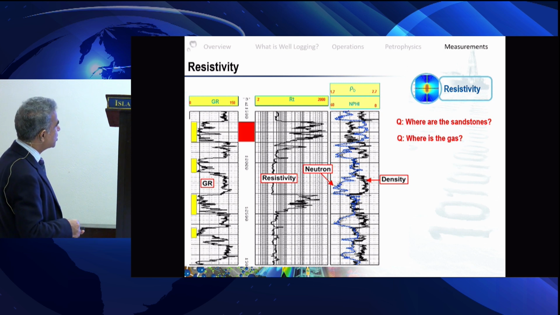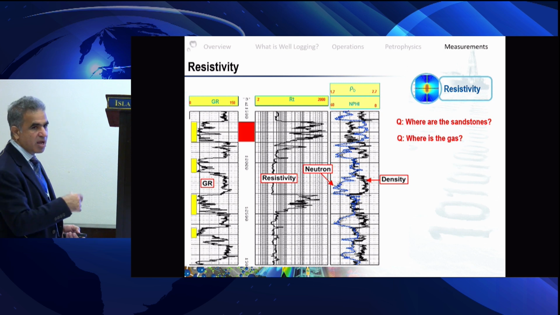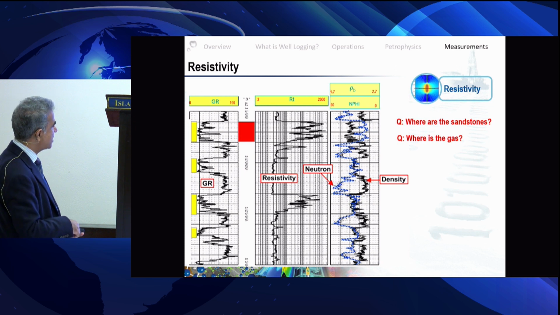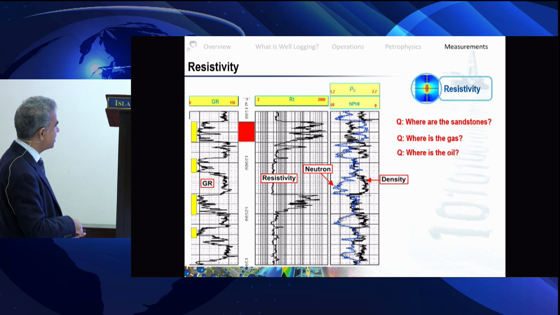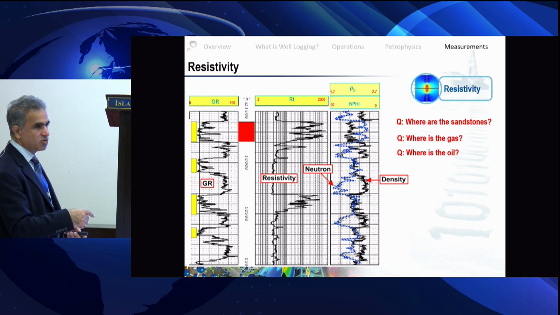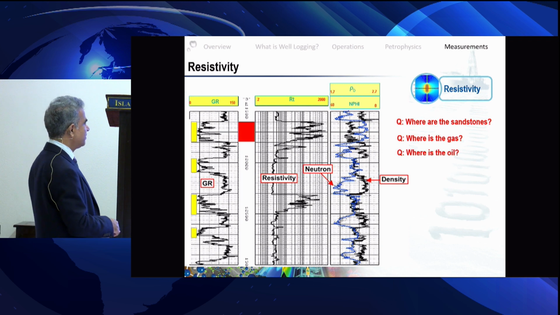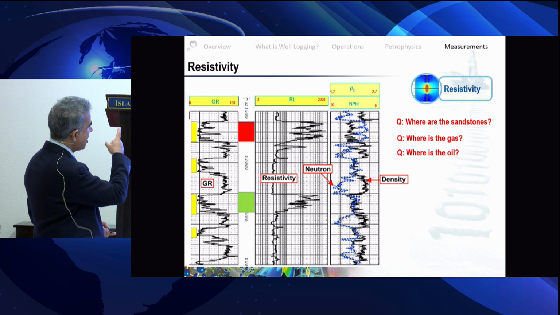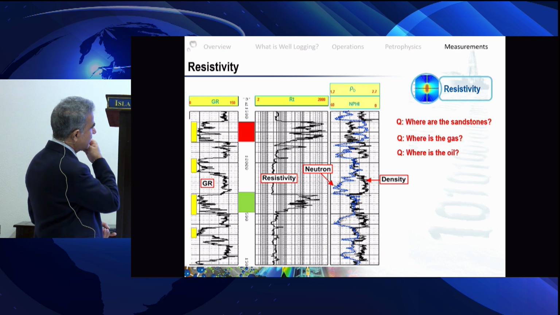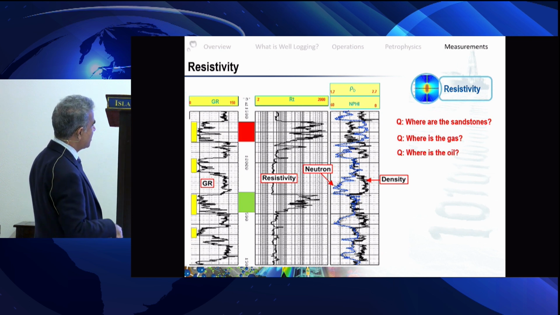So where are the sandstones? We look at the low gamma ray sections. Where is the gas? We look at the density neutron separations. Where is the oil? Of course, we look at the density neutron and the high resistivity for gas and oil both. So we mark this red color, and then we mark green color below.